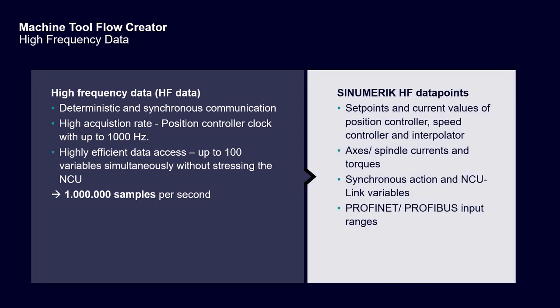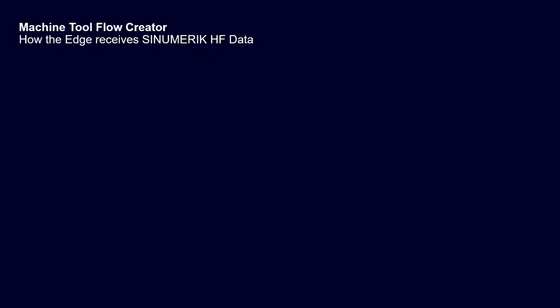When we talk about SINUMERIK high frequency data, we usually mean set points and current values of the position controller, speed controller or interpolator, or currents and torques of the different axes and spindles. And you can also read synchronous action variables or NCU linked variables, and you have the chance to access the Profinet and Profibus ranges. Let's take a look how the edge receives the SINUMERIK high frequency data.